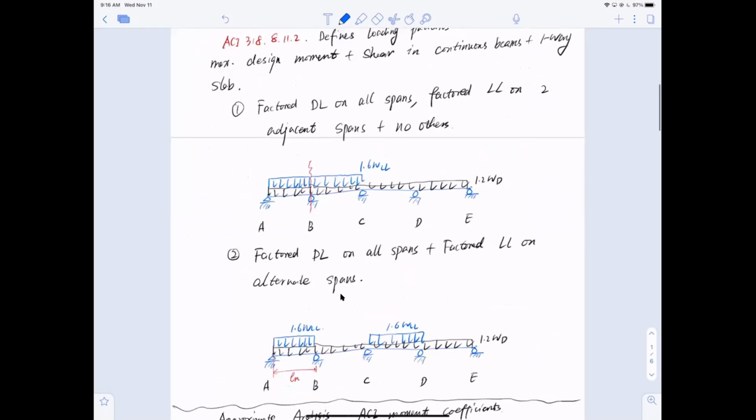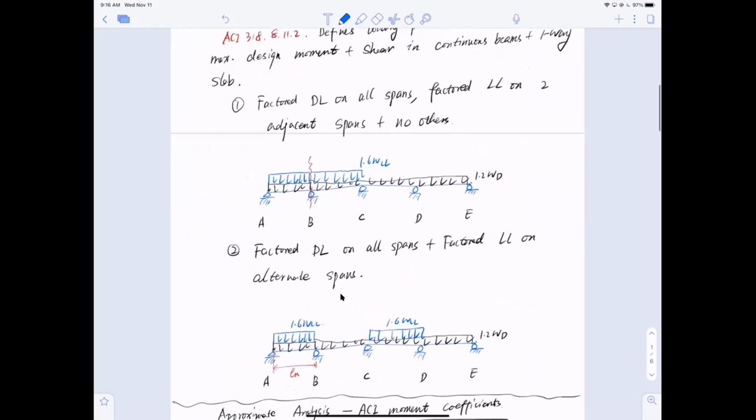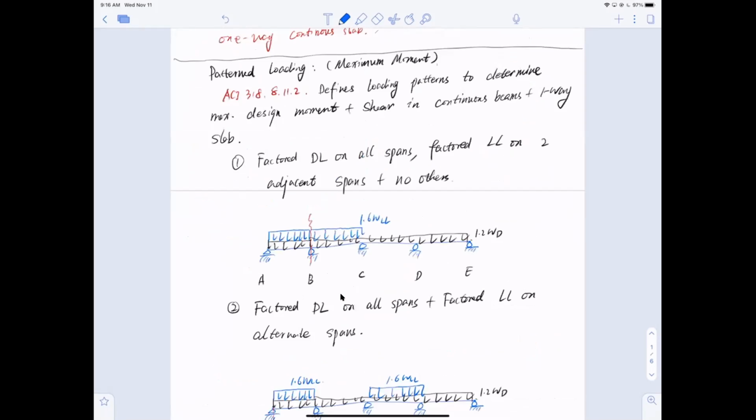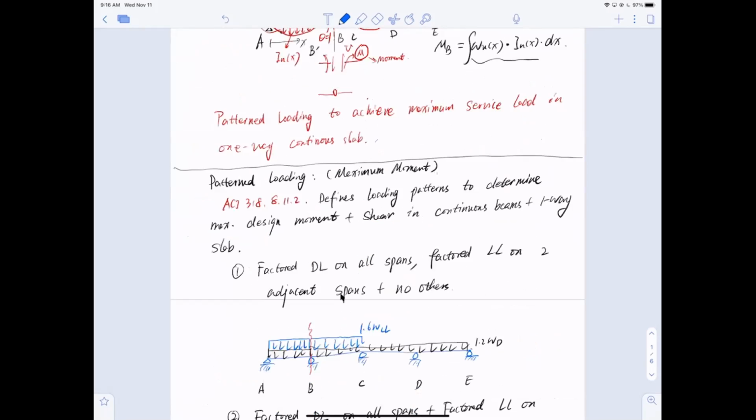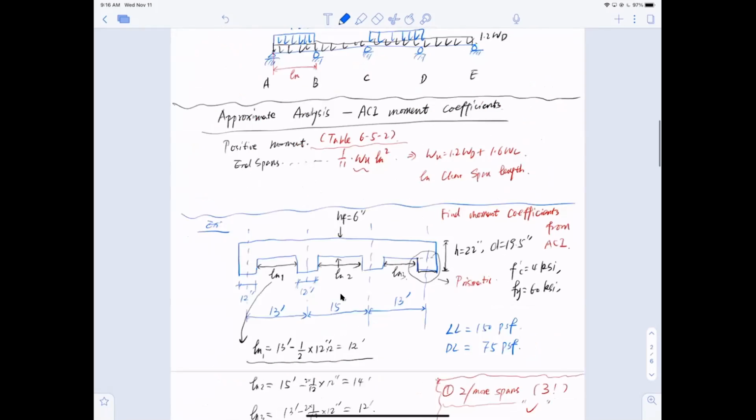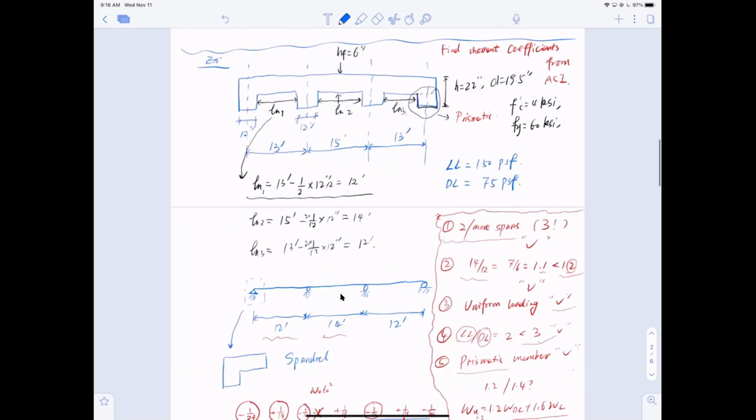Now we talk about the moment influence line. Basically, we have a method of determining the moment at each different location, but we said that's too complicated. So we are going to use the ACI moment coefficients to do it. That means ACI gave us a table, and to use the table we have to satisfy the criteria. So these are the criteria you have to satisfy.